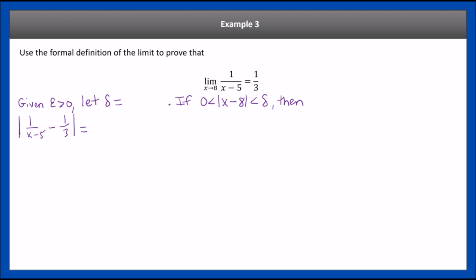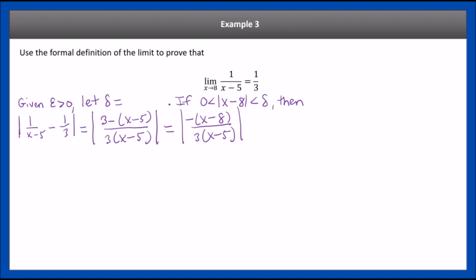So we're going to say this is equal to, so now we're going to combine these fractions together. Again, I'm going to go through this a little fast. I'm assuming that you know how to combine these two fractions for the most part. So we get 3 minus x minus 5 over 3 times x minus 5. All right, and then we're going to clean up the numerator. So this is going to be the absolute value of negative quantity x minus 8 over 3 times x minus 5.